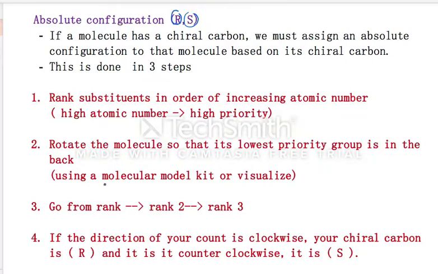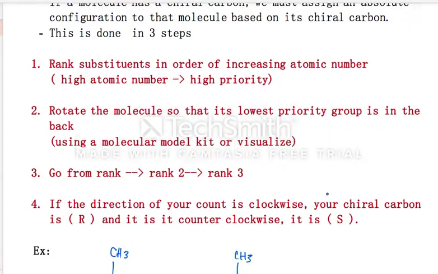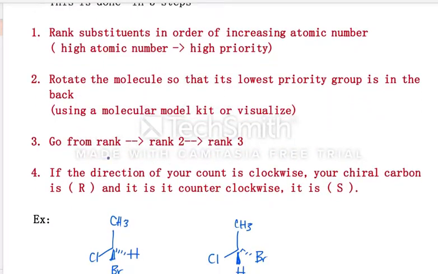You can do this using a molecular model kit, or you can visualize it in your head. With visualization, the more practice, the better it gets. I know it's hard at the beginning. Then you start counting. You go from rank number 1 to rank number 2 to rank number 3. If you're counting 1, 2, 3 in the clockwise direction, your molecule is an R. And if you end up counting in the counterclockwise direction, your molecule is an S.